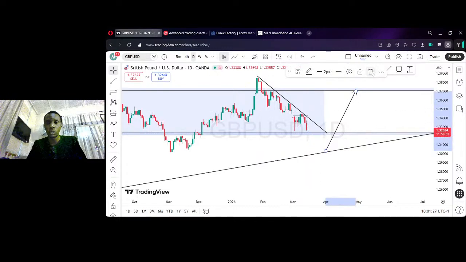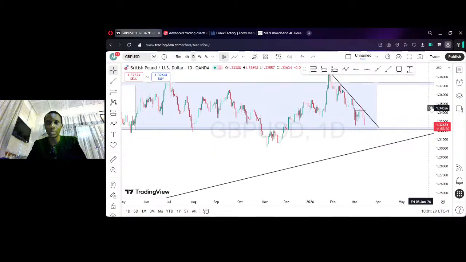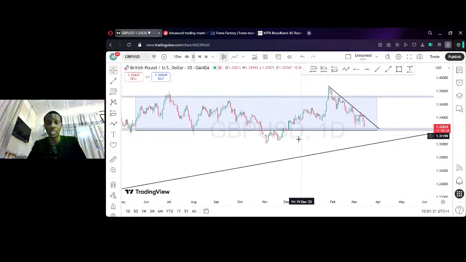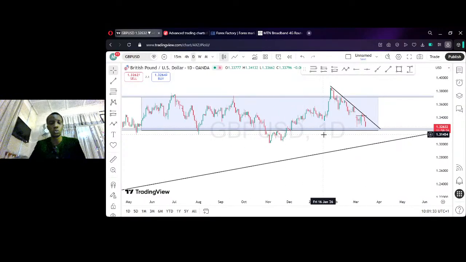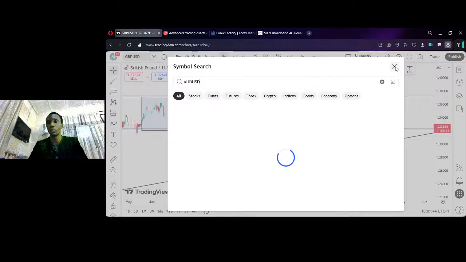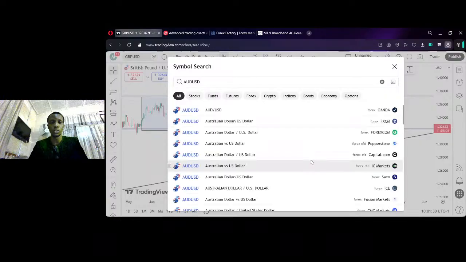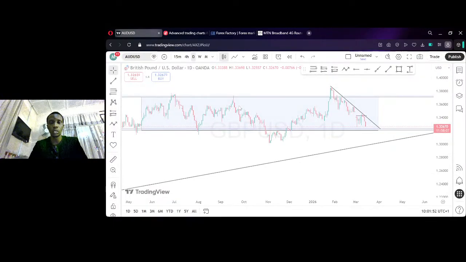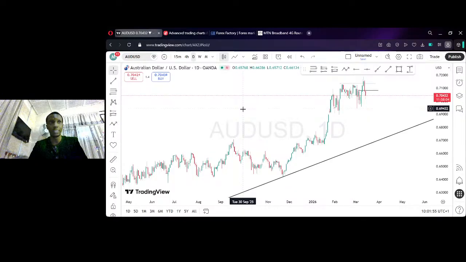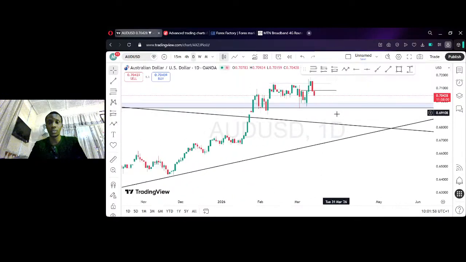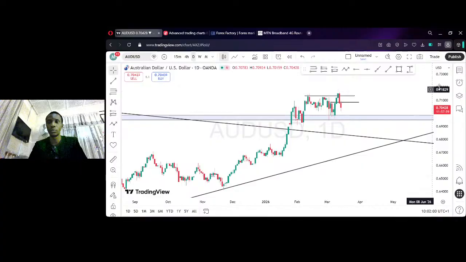So that is that on EUR/USD and GBP/USD. Now let's look next at AUD/USD. The network is a bit slow. Okay, on AUD/USD, right here on the daily time frame.